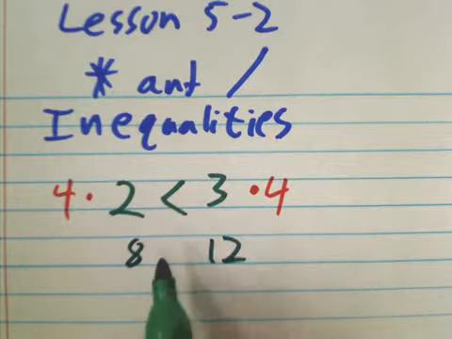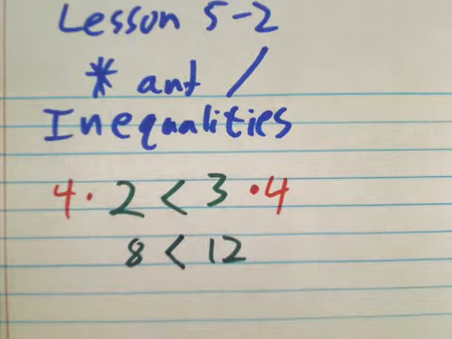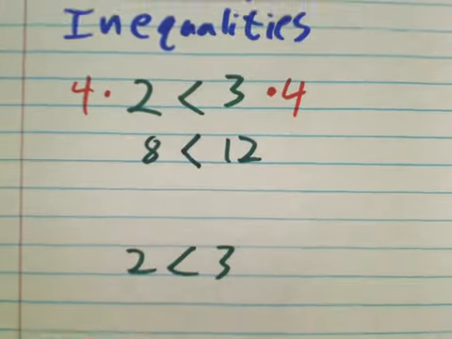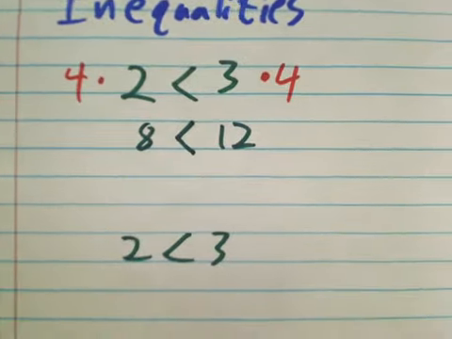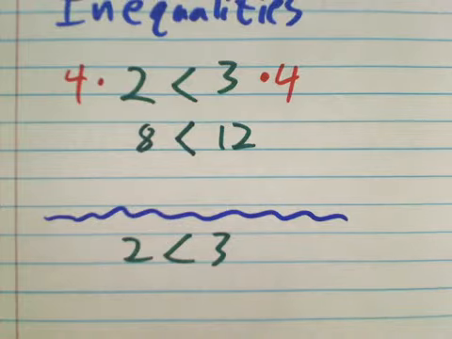And so what's true about this? Well, 8 is still less than 12. This didn't affect anything about my sign. Let me scooch that up there. Okay, this didn't affect anything about the sign. When I multiply by 4, it's still less than. 8 is less than 12.